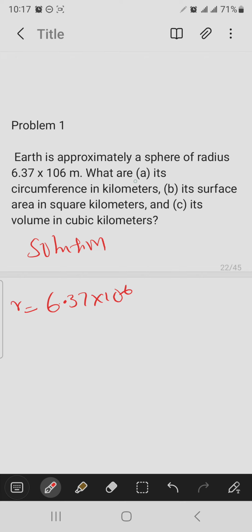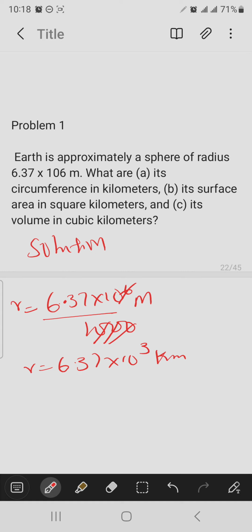Then it asks, what is the circumference in kilometers? It is in meters. The first thing is that to get kilometers, it is going to be divided by 1000, which is 10 raised to the power 3. So this 3 zeros cancels this. So we now have the radius equal to 6.37 times 10 raised to the power 3 kilometers.